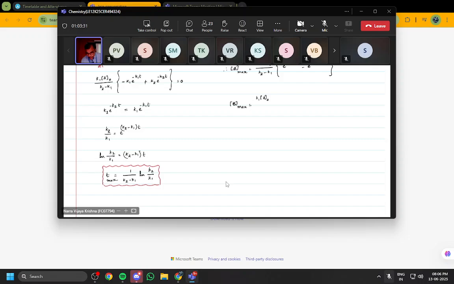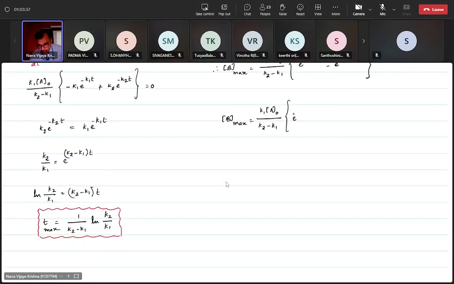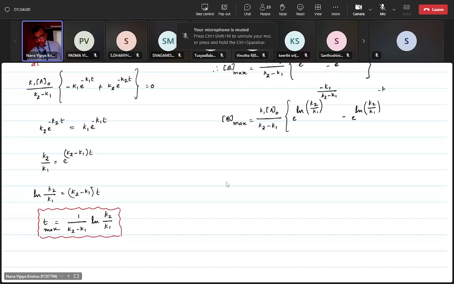K1 A naught upon (K2 minus K1) into e power K1 into this term, log (K2 by K1) whole power minus K1 upon (K2 minus K1). Correct? Minus e power log (K2 by K1) power minus K2 upon (K2 minus K1).